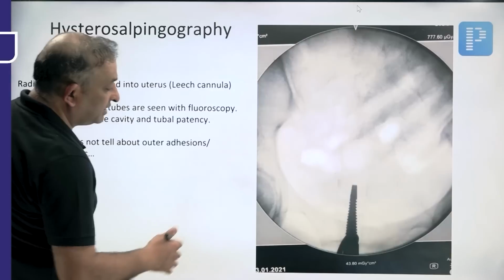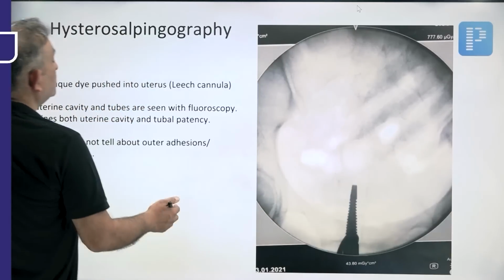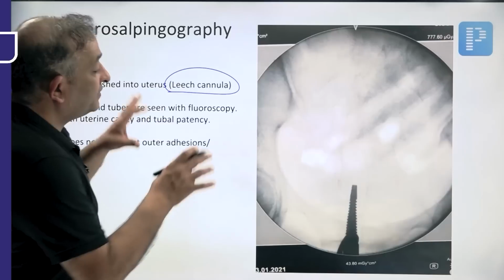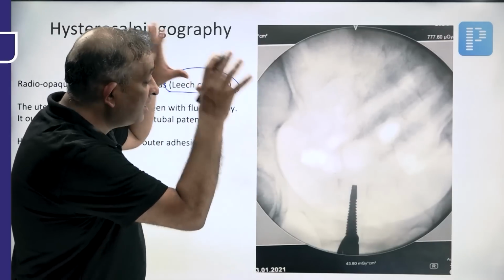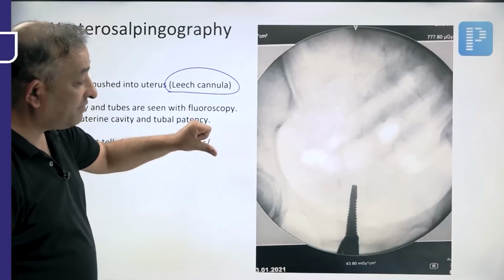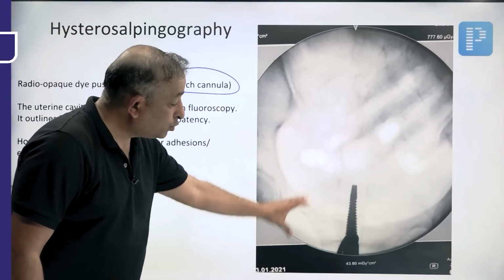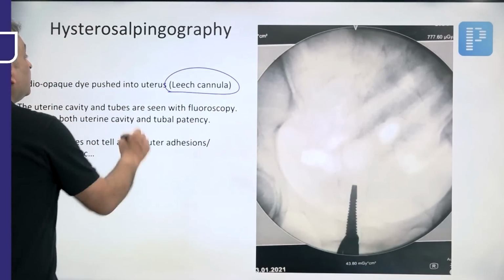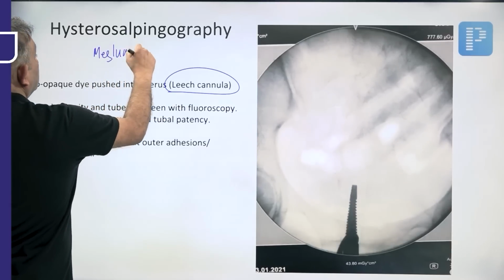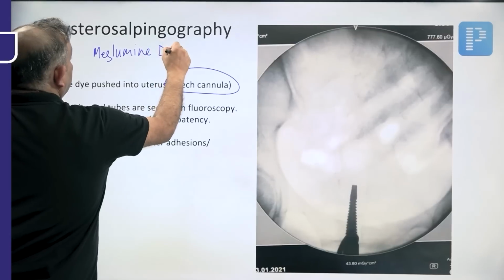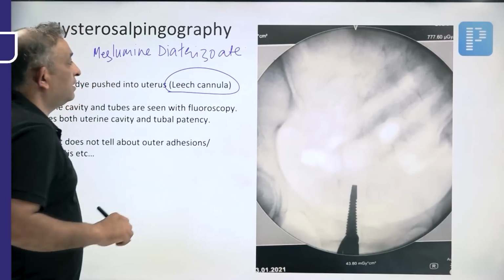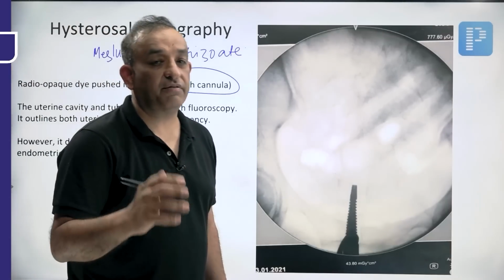We can read about this in the instruments chapter of the app. So the Leech-Wilkinson cannula is used, and when it is put into the uterus, with the cannula inside the uterus, we run the fluoroscopy. When we run the fluoroscopy, we'll see this view. Now, while this is on, we put a radio-opaque dye through the cannula. That radio-opaque dye is known as meglumine diatrizoate.